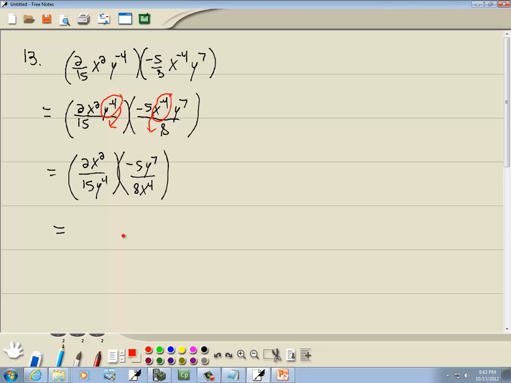I can do a little bit of simplifying. Here I got 2 and here I got 8. Those are both divisible by 2. 2 divided by 2 is 1. 8 divided by 2 is 4. So 1 times x squared is just x squared. So we got x squared over 15y to the 4th. And then negative 5y to the 7th over 4x to the 4th.